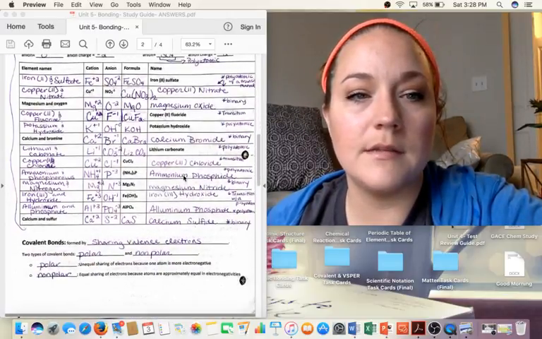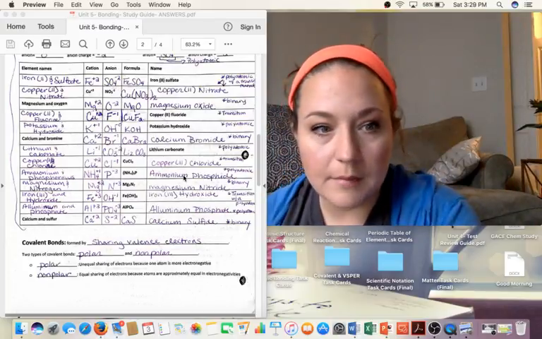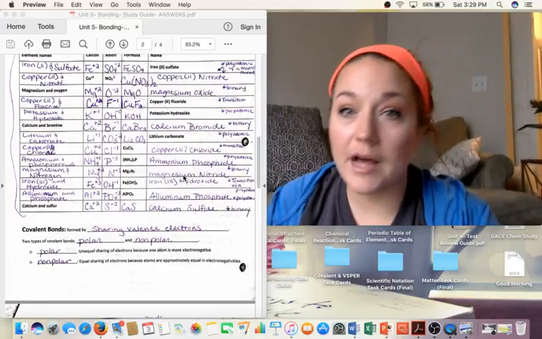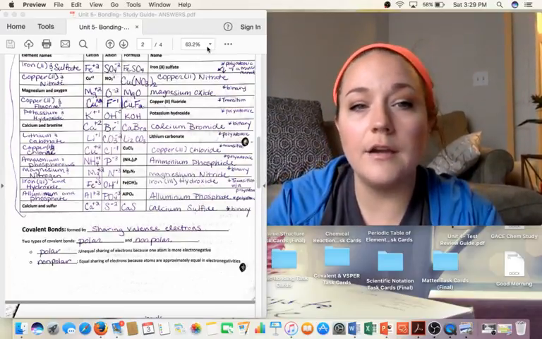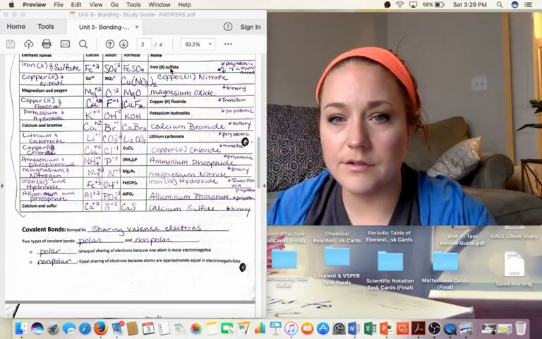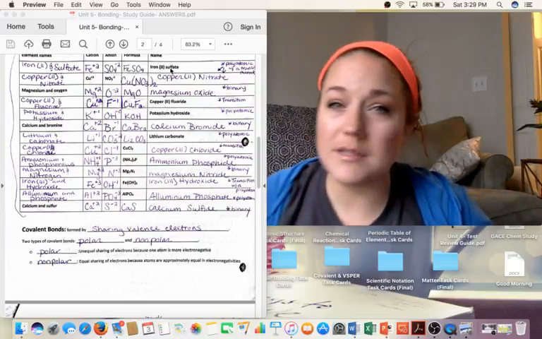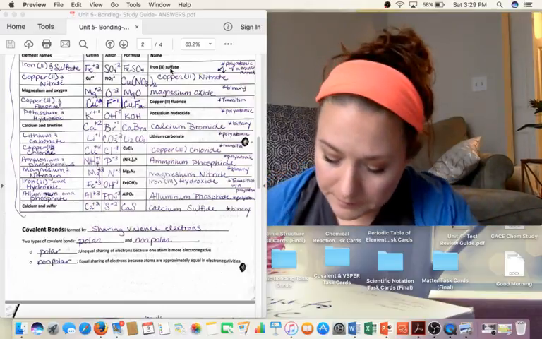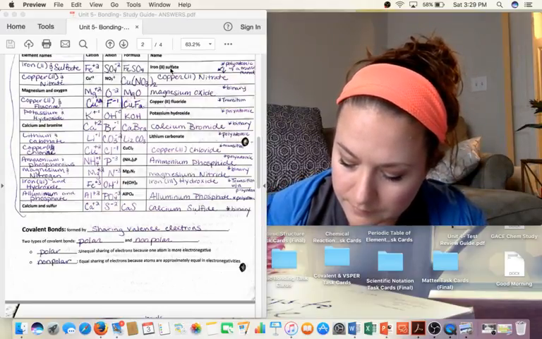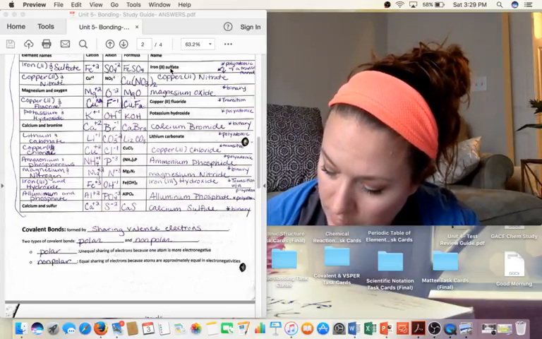All right, so let's get into naming. I know this can be a challenge for some, so let's look at the first one. We have iron. It tells us iron 2 sulfate. Again, please do not just write down the answers. Practice these. You will have to do this on the test. So I start off with iron 2 sulfate.